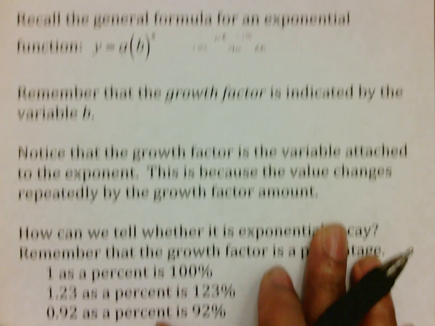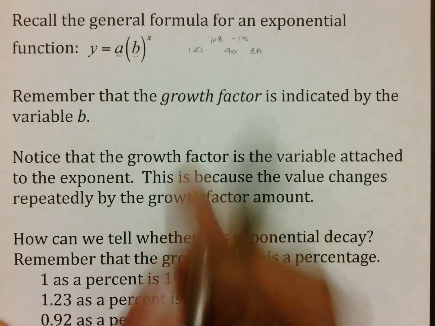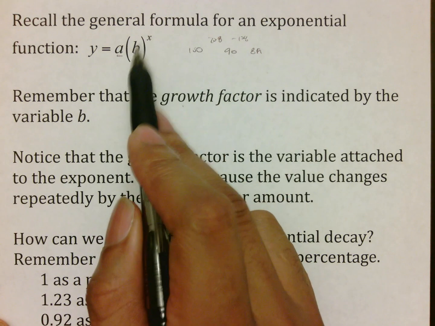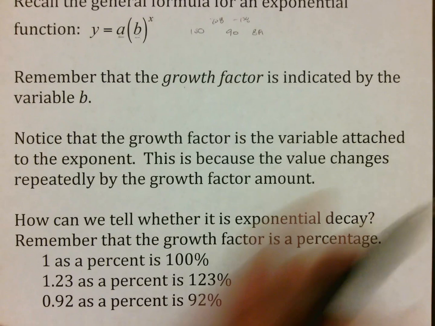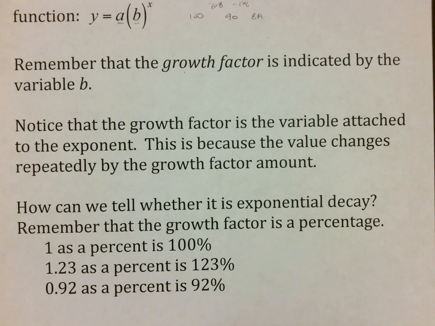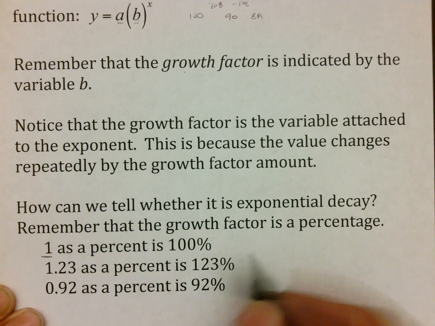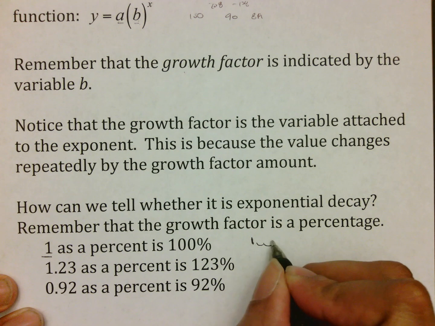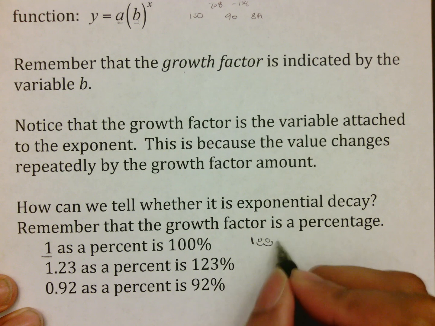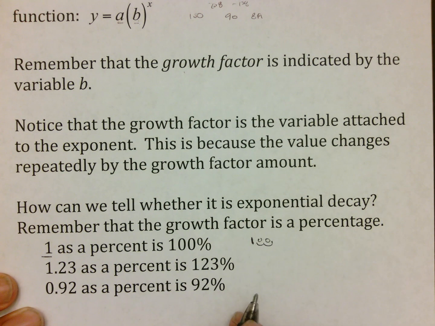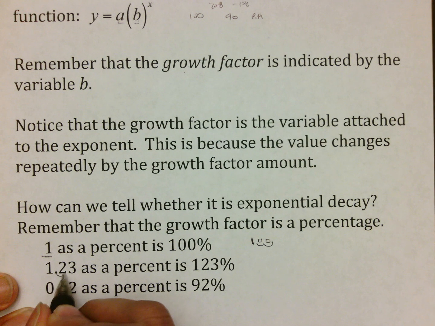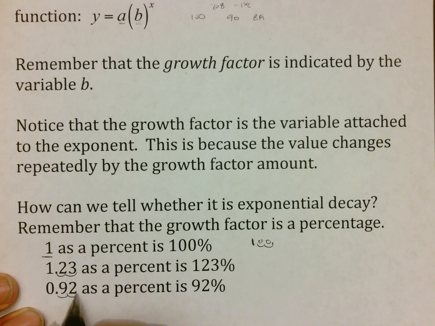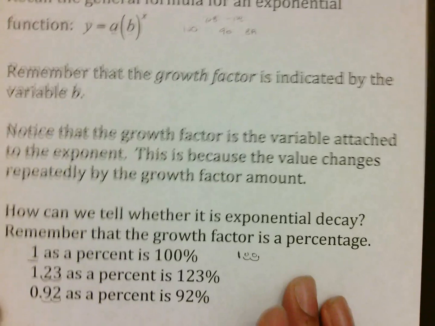And so what you need to focus on is the growth amount, which is not the number outside the parentheses or anything else. You want to focus on the variable that's attached to the exponent. And you can use some number sense here. The number 1, if you turn it from a decimal into a percent, means you move the decimal point 2 spots, add 2 zeros, and that is 100%. The number 1.23 as a percent means you move it 2 spots: it's 123%. The number 0.92, as you know, is 92%.